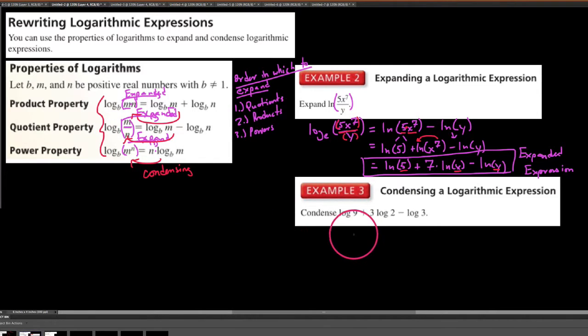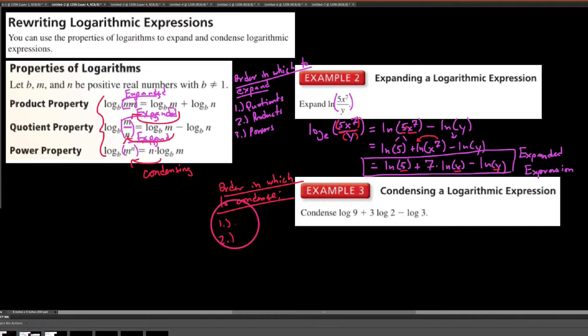And so looking down here where it asks us to condense this expression, what I'm going to do is recommend an order in which to condense. Because to condense is kind of the opposite of what we did up here with expansion, what we're going to see is that the order in which we do things is going to be flipped here.